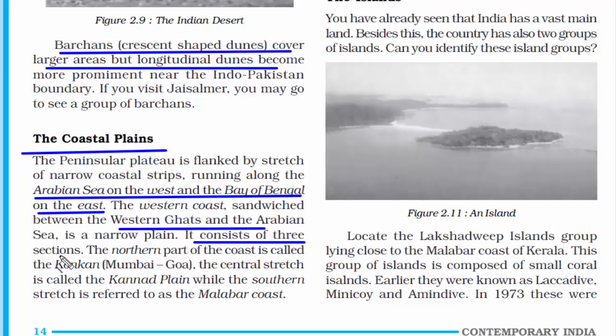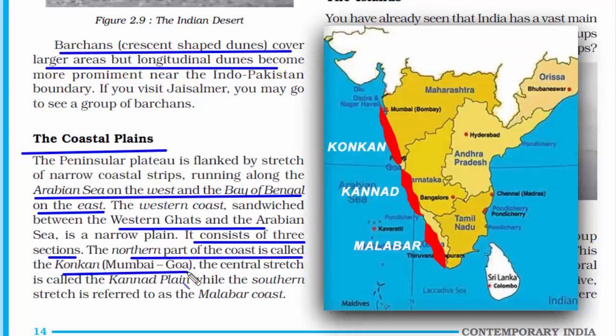So let's read about Western Ghats and the Arabian Sea. It's a narrow plain and is divided into three sections. The northern part of the western coast is called the Konkan, Mumbai to Goa. The central stretch is called the Kannad Plain and it lies in the Karnataka region, while the southern stretch is referred to as the Malabar coast, which is completely in Kerala.